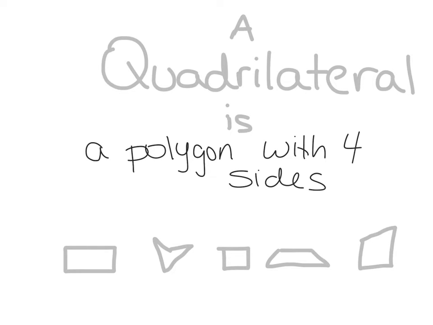Let's look at the bottom here. This is a polygon because it has straight sides that all connect, but it's also a quadrilateral because it has four sides. 1, 2, 3, 4. So the next one, it's a polygon because it has straight sides that all connect, but it's also a quadrilateral because it has four sides. 1, 2, 3, 4. And same with the next three. They're polygons and they have four sides, so they are quadrilaterals.